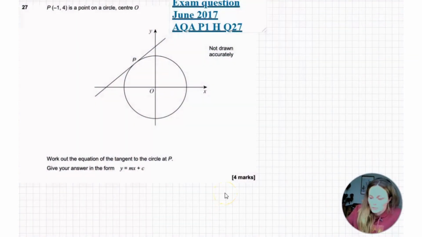So here was an exam question from June 2017 AQA paper 1, and it's question 27, so right at the end of the paper. So it's paper 1, so it's non-calculator. If you just have a look at this, it says the point P has a coordinate of -1, 4, and that's a point on the circle, as you can see it there.